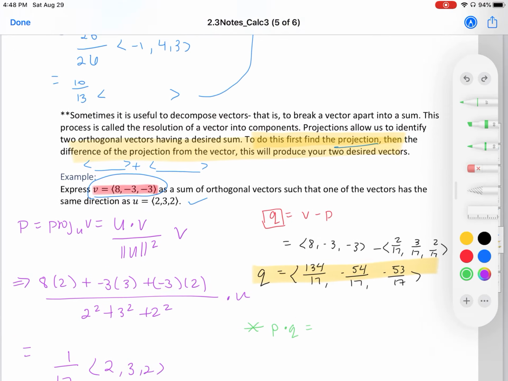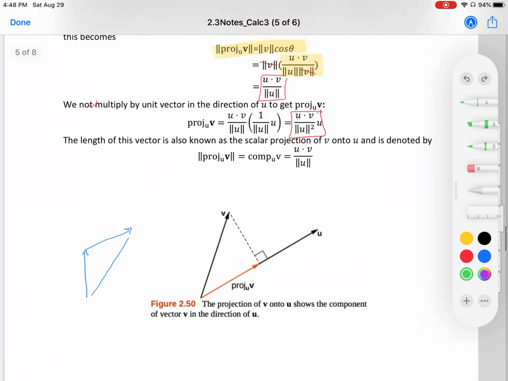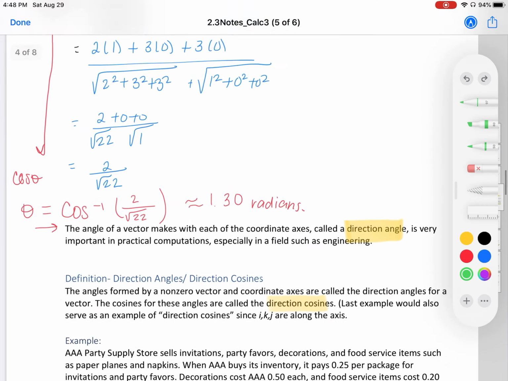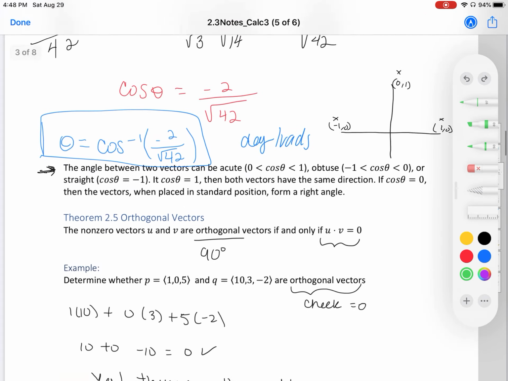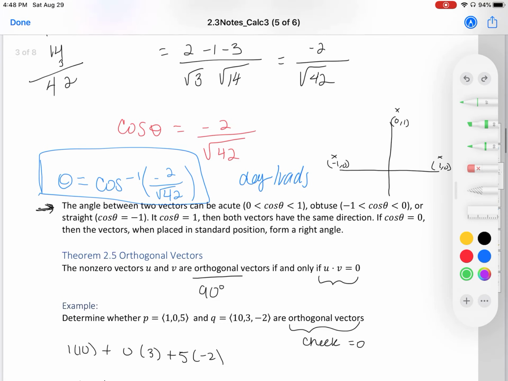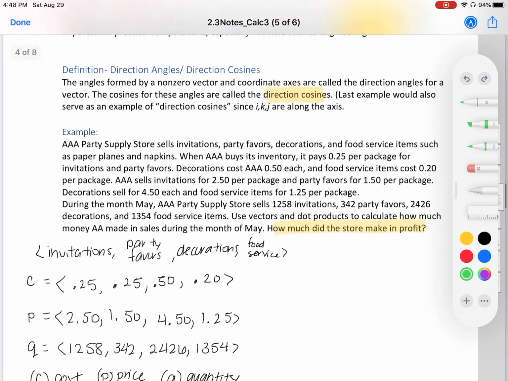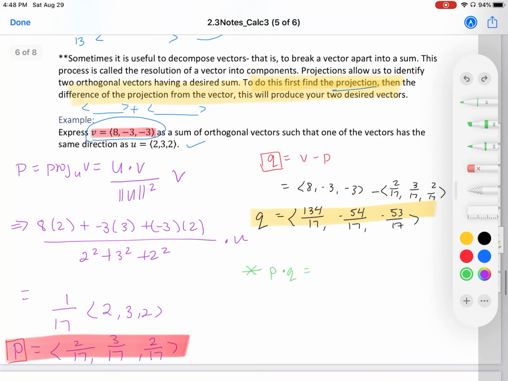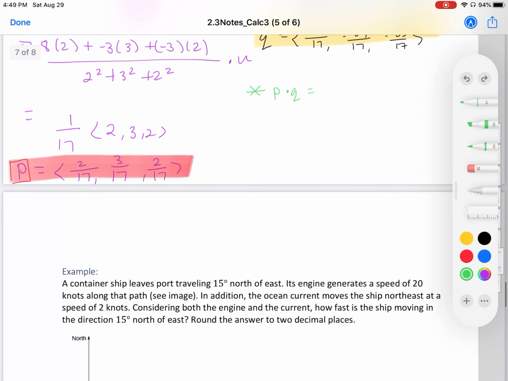or 1. Do we want 0 or 1? Orthogonal, I think I have a typo in my notes. We have orthogonal when it is equal to 0. Yeah, I wrote 1 in my notes. So we want to make sure it's 0, which you should have. And then we have reached our answer. We have two vectors that equal b.